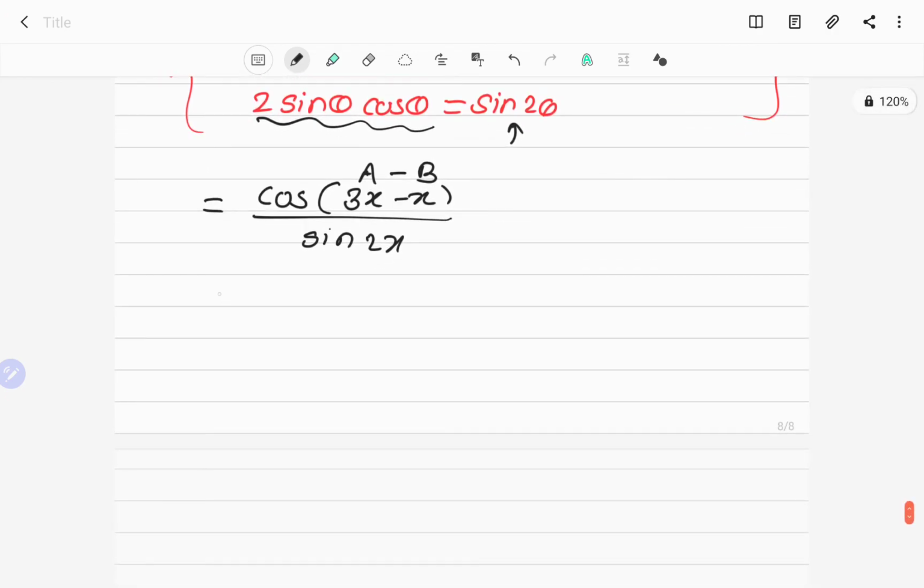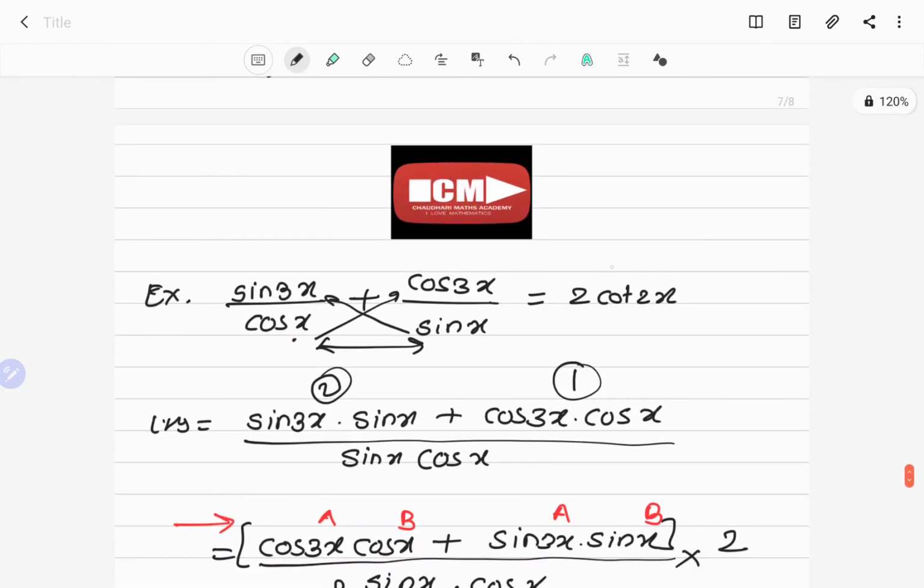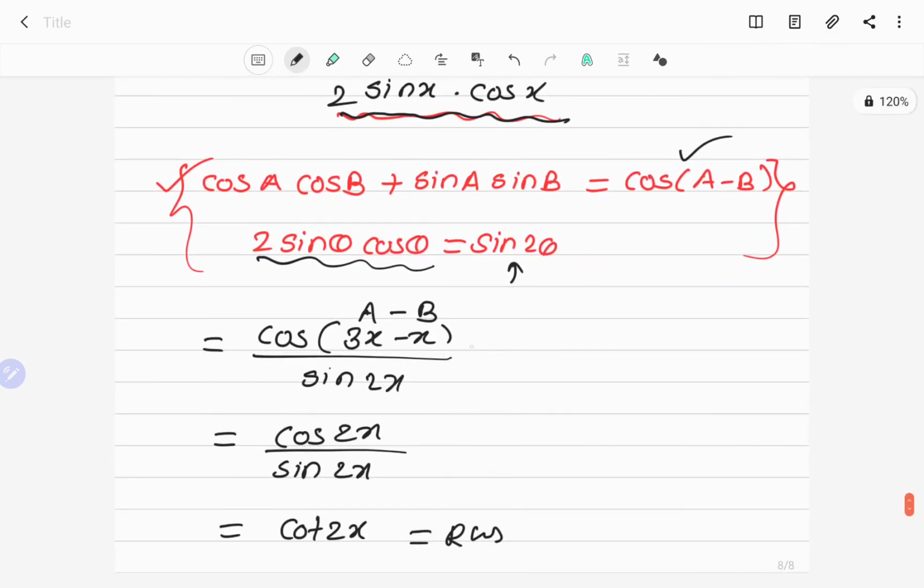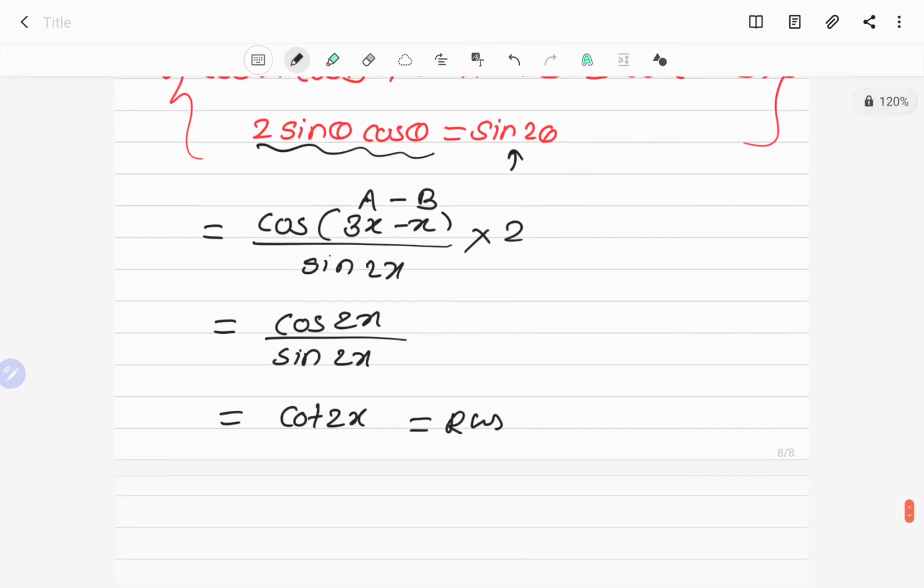So further, cos(3x minus x) is cos 2x in the numerator and sin 2x in the denominator. You know that cos by sin is cot, so the final answer is cot 2x. This is equal to the RHS, which was the requirement of the problem. But we missed this 2 somewhere in the initial step. So here I am mentioning the 2; we adjusted this 2 over here, so let's multiply everywhere by 2. The final answer is 2 cot 2x, and hence we got this exact structure equal to the RHS.